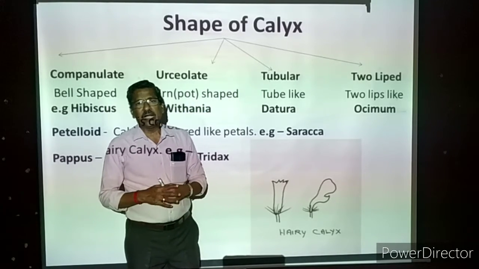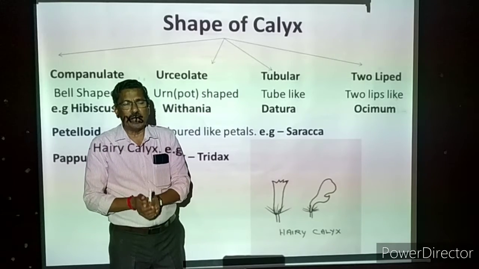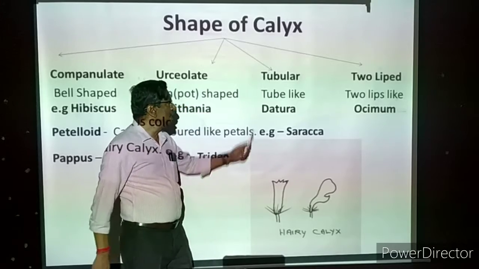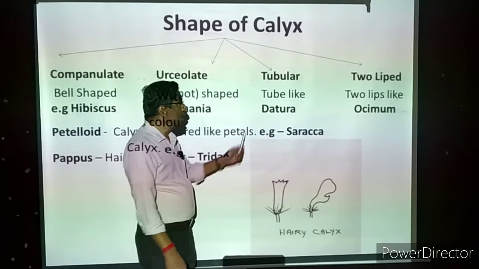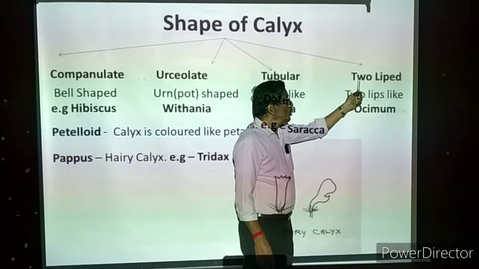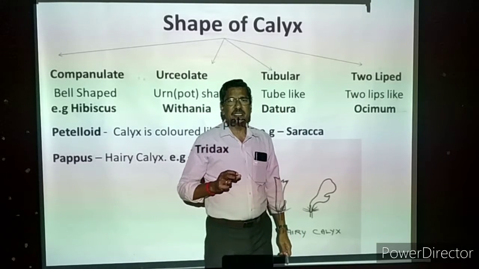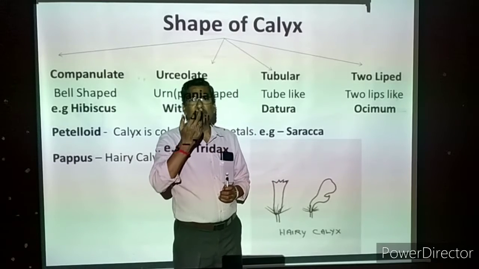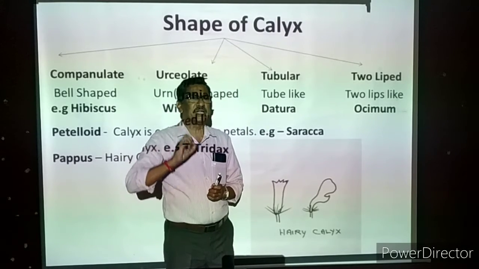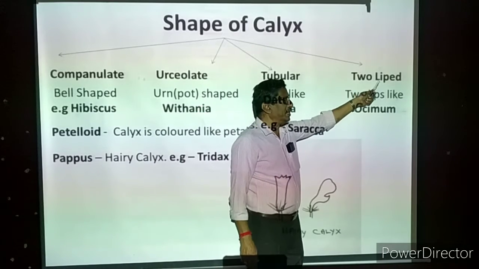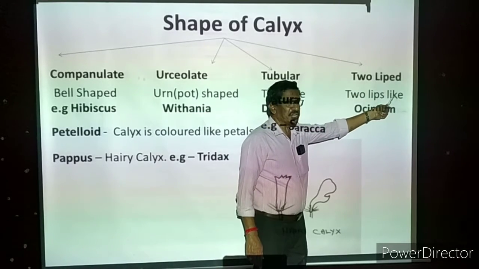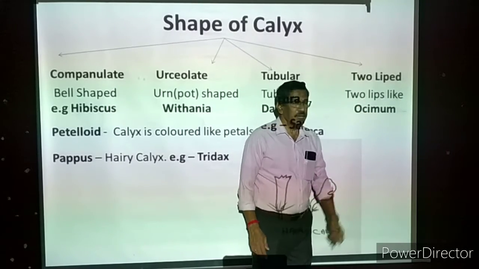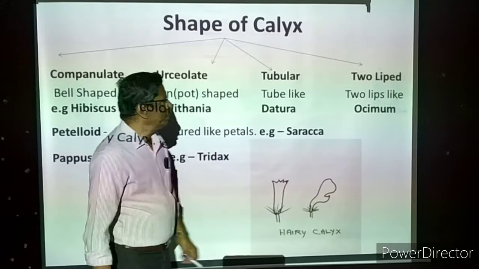Tubular. Now the name itself we can understand. The calyx gives the appearance of a long cylindrical tube. Example, datura. Then two-lipped. That means the calyx has a shape like the lips of the mouth. Now in the mouth we have an upper lip and a lower lip. Like that, how the two lips are there, no? Like that it is giving the appearance of a two-lip-like structure. The calyx has a two-lip-like structure. Example, ocimum.